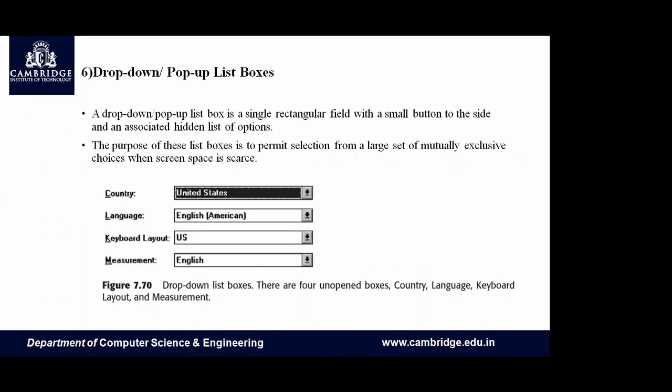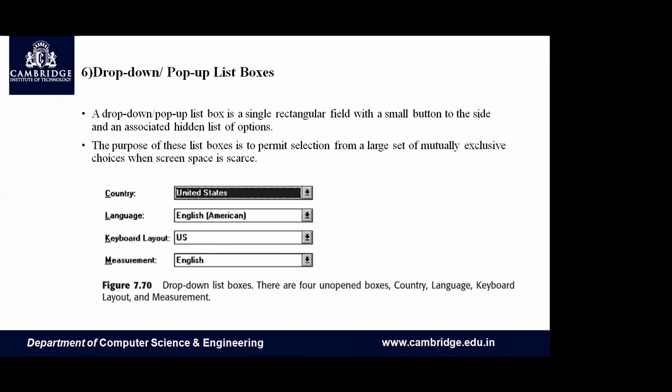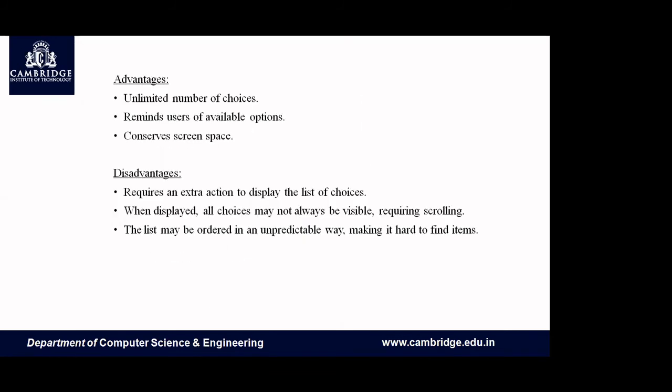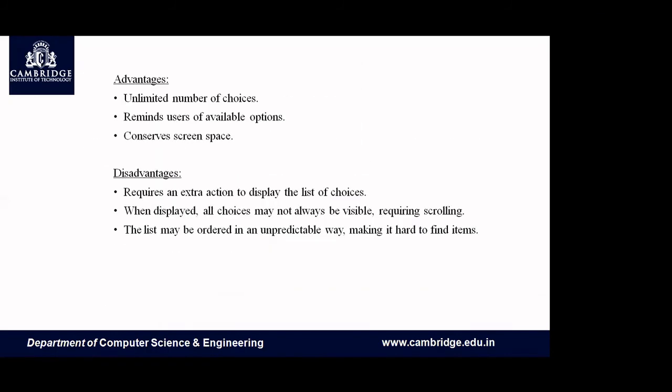So the next kind of selection control is drop-down or pop-up list menus. The major advantage of this is, in the figure you can see country, United States is there. Once you click on the drop-down menu on the extreme right-hand side, the options will be displayed, so that the screen space initially will be reduced. The advantages of this drop-down or pop-up are an unlimited number of choices. It conserves screen space, as I told you, because unless you click on that, it does not show the options. So it reminds the user of available options.